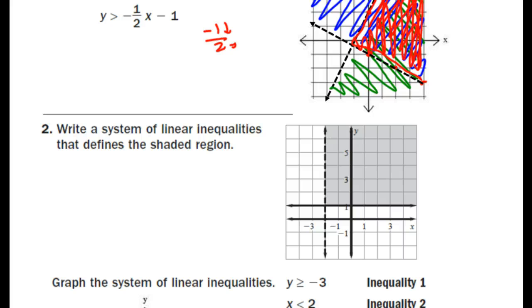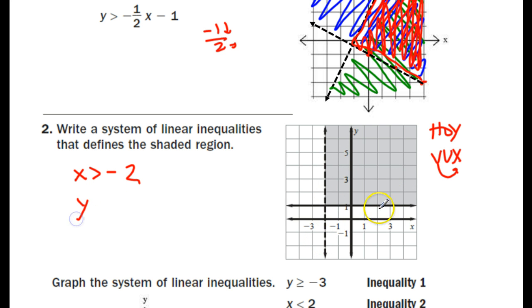Alright, number 2, write a system of linear inequalities that defines the shaded region. So now we have to write a system. You'll see that we have a vertical line here, a horizontal line here, and this is the final shaded region. That's the final answer where they overlap. It doesn't matter which one you do first, so I'm just going to do the vertical line first. Remember, vertical is x equals. In this case, x is on this side, so x will be greater than, and x is at negative 2. So this line is x is greater than negative 2.